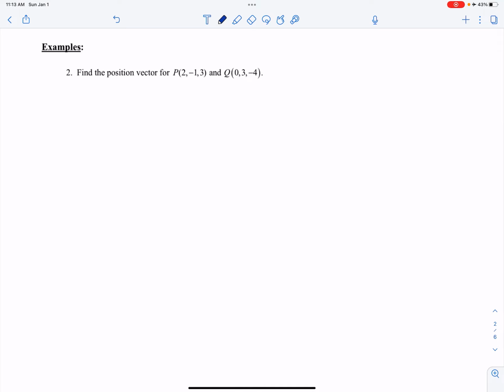Find the position vector for P and Q. P is 2, negative 1, 3. Q is 0, 3, negative 4. So if you wanted to, you can plot these points and see what's happening. This is actually going to be in 3 space. So we'll have our X, our Y, and our Z.